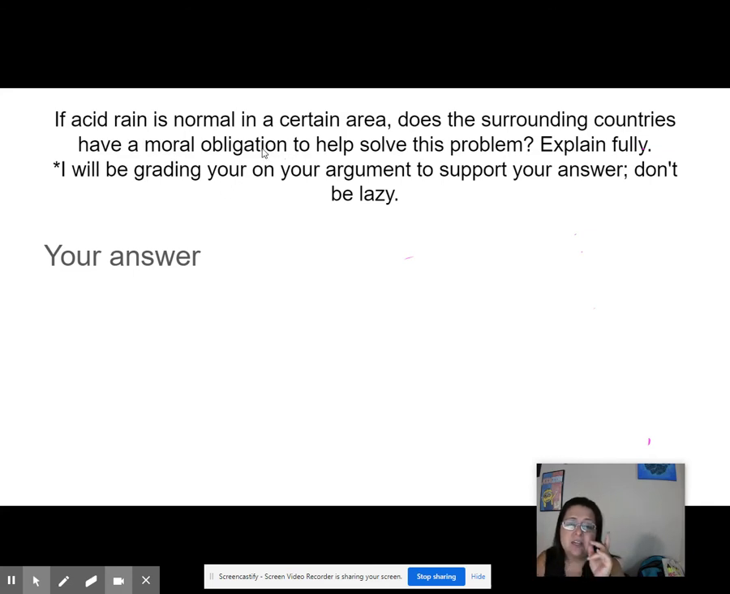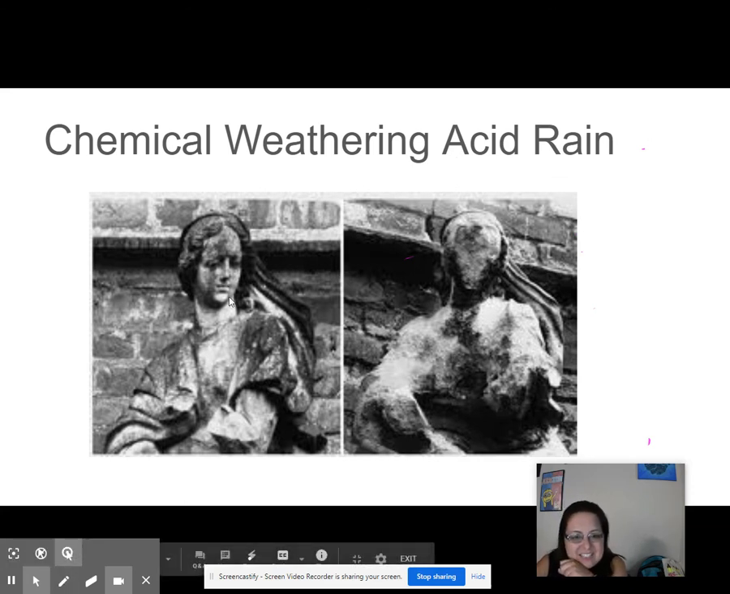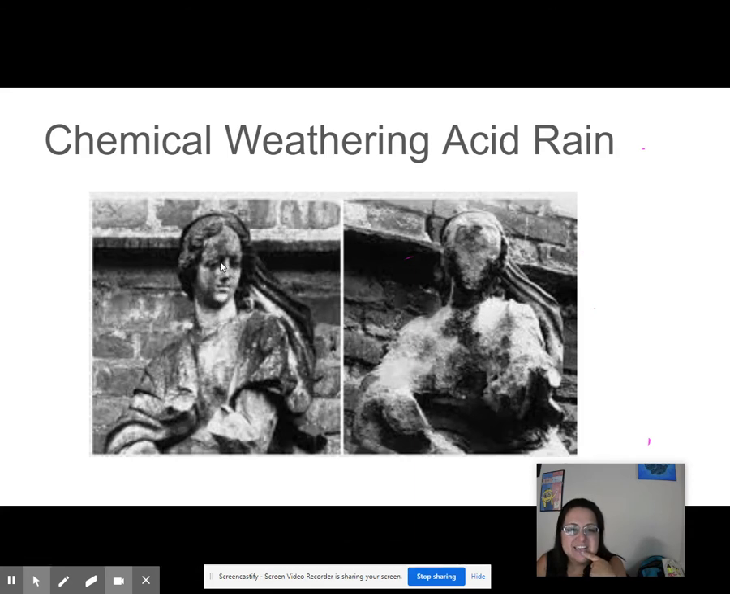So just make sure that you are doing a good job on that. Chemical weathering, acid rain. This is the statue. Like on this side, you can see her lips. You can see she has a little indentation on her chin, her eyes. You can almost see even her eyelids. That might be her eyebrow.